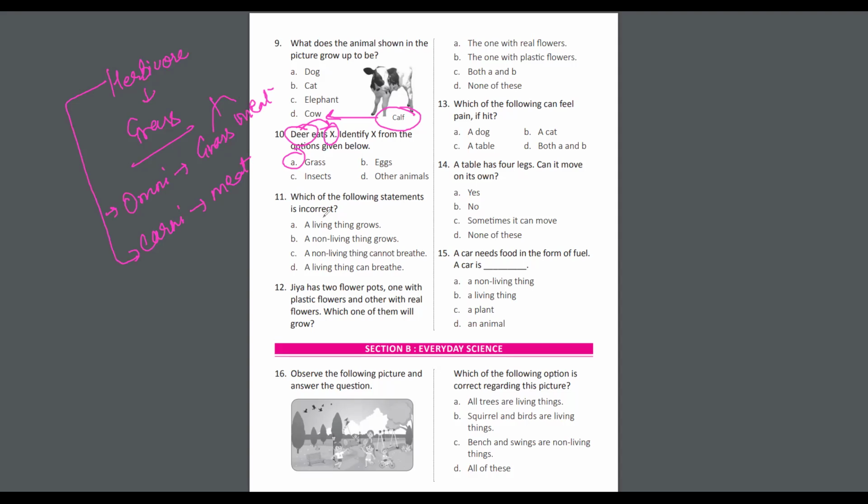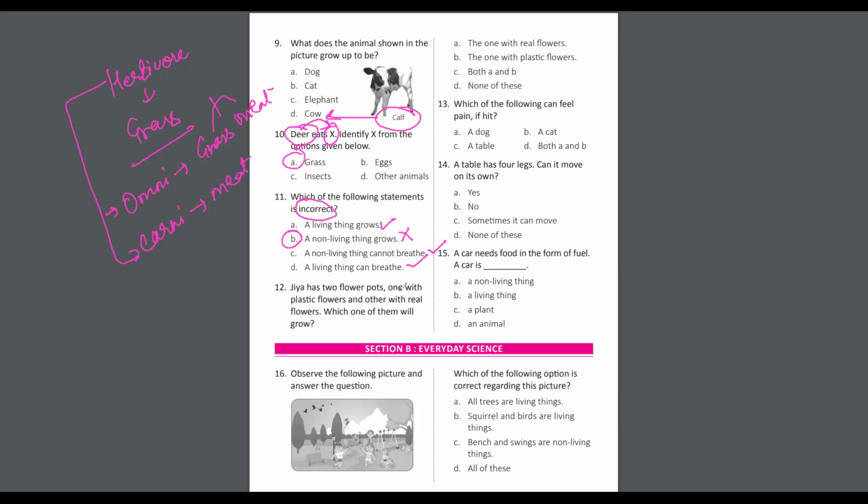Which of the following statements is incorrect? Which is not correct at all? So a living thing grows, yes, we know very well. Non-living things grow, no, they never grow. Non-living things cannot breathe. Yes. Living things can breathe. Yes. So that means B is the correct answer, because they are asking about the incorrect one.